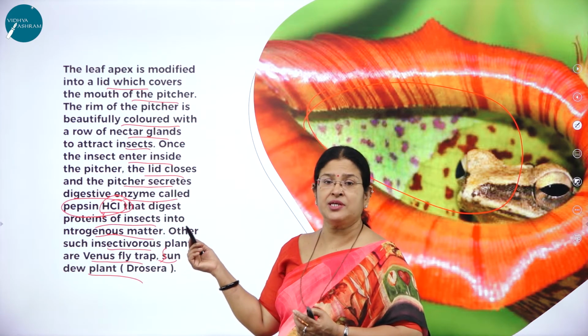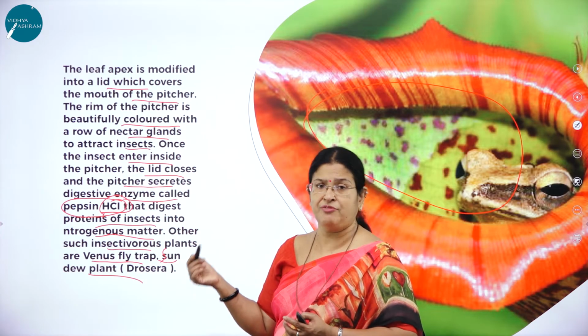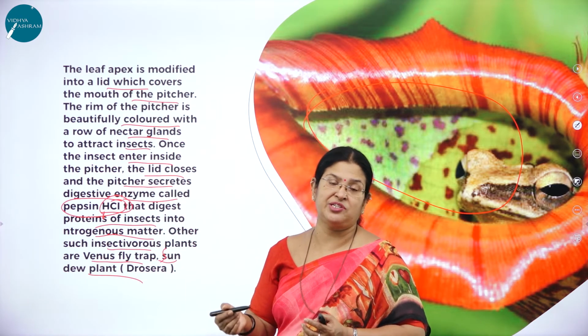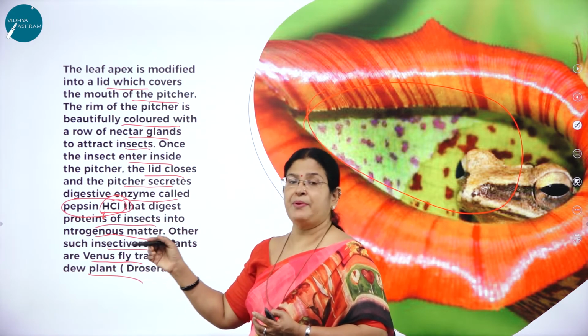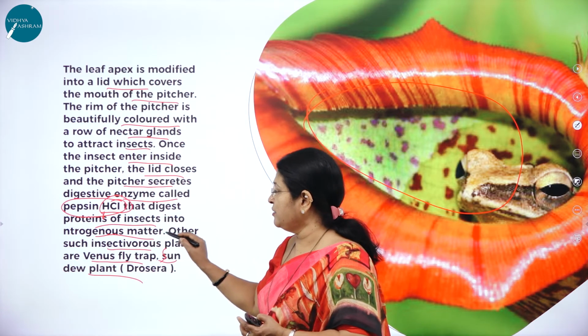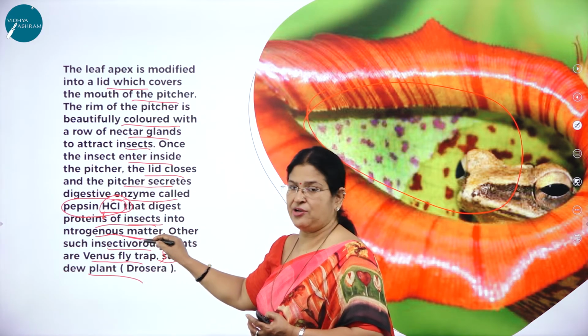You might have come across in the human body, HCl is produced, pepsin is produced for the process of digestion of food. So in a similar way here also, pepsin is an enzyme which digests protein. HCl also acts as an activator for pepsin. Pepsinogen is activated into pepsin. So in a similar way, it digests the proteins of insects into nitrogenous matter.